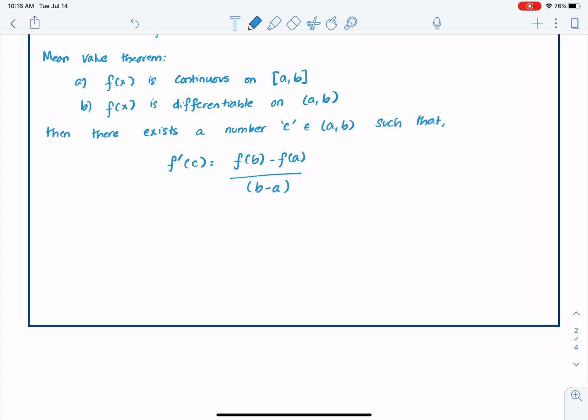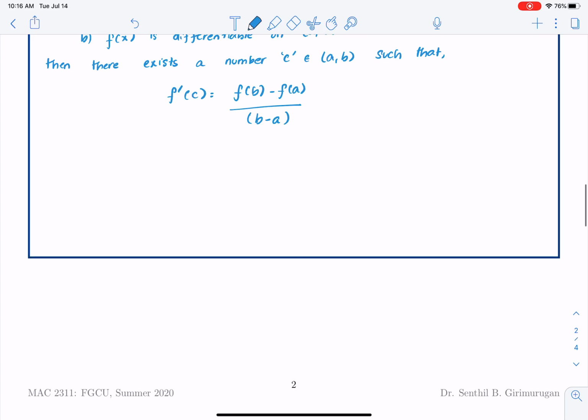So there has to be a point that satisfies that condition. And that is what we call the mean value theorem. And the key here is c has to lie between a and b. Now, clearly, if you go back to Rolle's theorem, you can easily verify with the mean value theorem.